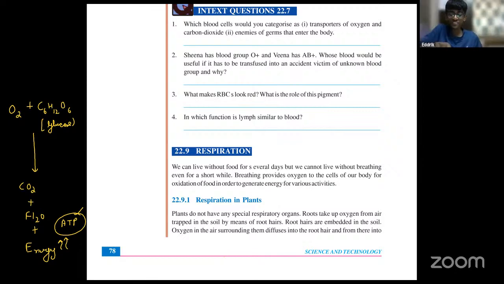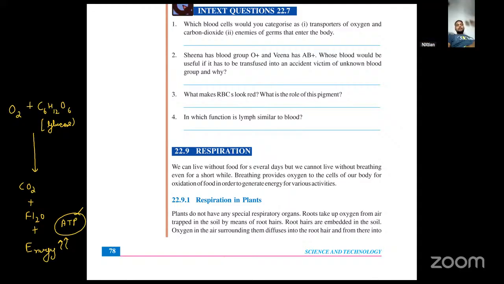Ma'am, do plants also release ATP energy? Yes, plants also release ATP. Plants make food by photosynthesis, and photosynthesis doesn't release that energy. But when the food they make is broken down in the presence of oxygen, carbon dioxide is released. So it means that plants also respire.